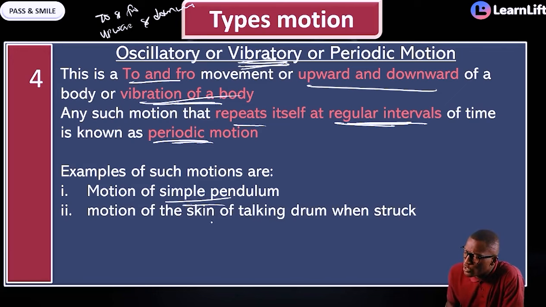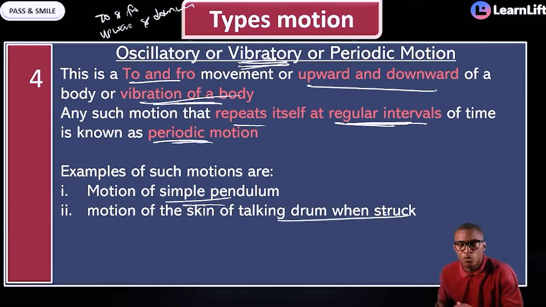Another motion is what we call the skin of a talking drum. You hit the drum, gang, gang, gang. Are you with me? As you are hitting the drum, it moves to and fro. And another thing again, as you are hitting it, the skin starts to vibrate. So because it is vibrating, it is said to undergo oscillatory, vibratory or periodic motion.